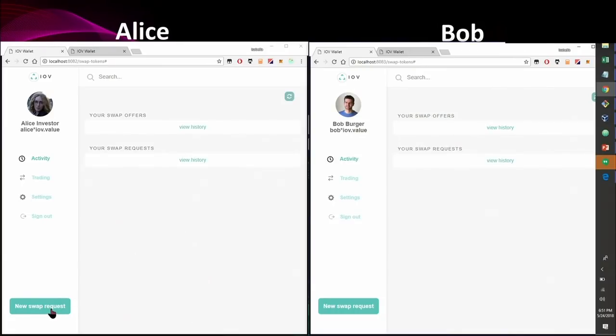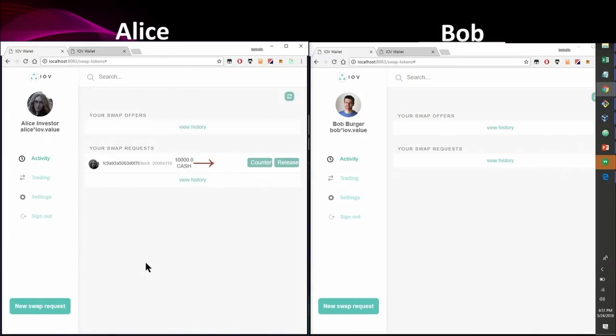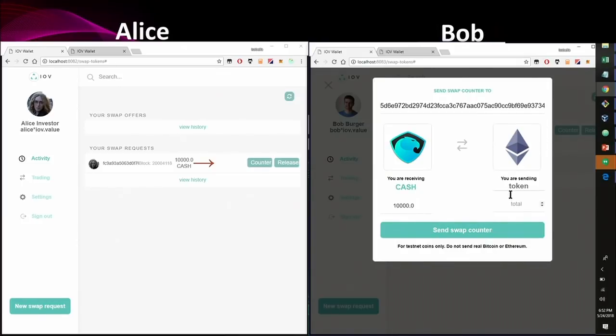So they negotiate over the phone and reach an agreement, with Alice offering 10,000 cash tokens for 10 of Bob's share tokens. So Alice opens her wallet and puts up an atomic swap transaction by providing the agreed upon details. Bob sees the transaction in his wallet and puts up the counteroffer of 10 share tokens.